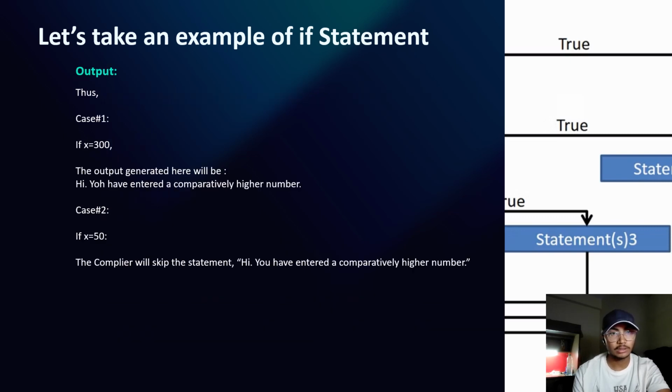Output. Case 1: if x equals 300, the output generated here will be high. You have entered a comparatively higher number. Case 2: if x equals 50, the compiler will skip the statement: you have entered a comparatively high number.